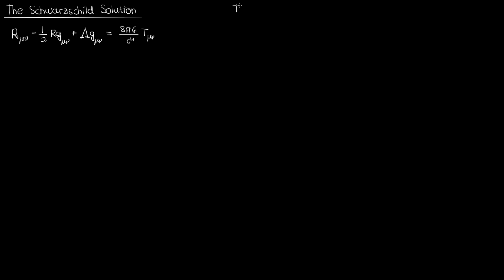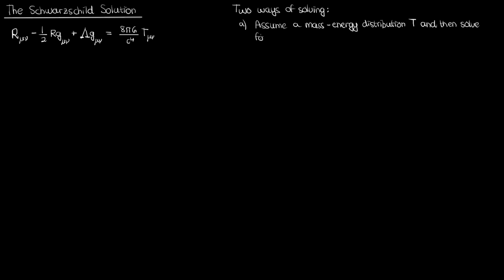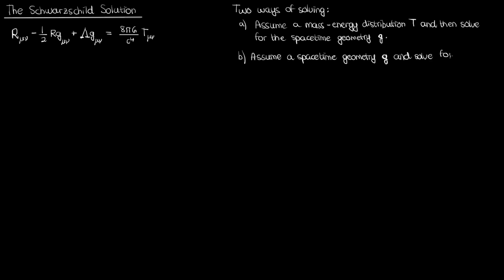In the last video, we also discussed two ways of solving the Einstein field equations. The first way is to assume a mass-energy distribution, the tensor T, and solve for the corresponding spacetime geometry, so your metric tensor. The second way is to assume a spacetime geometry and solve for the corresponding mass-energy distribution. In this video, we're going to use the first way and assume a particular mass-energy distribution and solve for g, and that's how we're going to get the Schwarzschild solution.